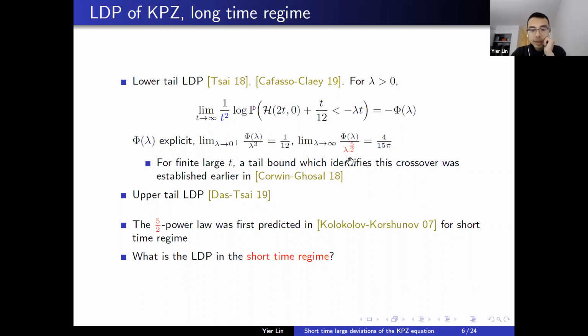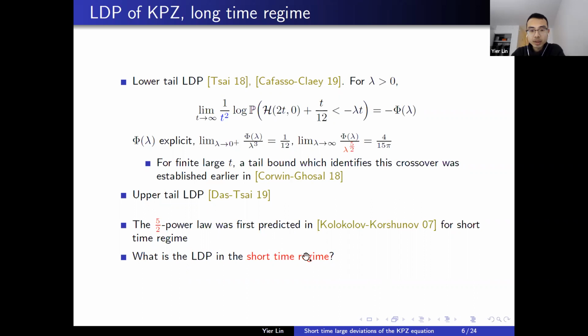Going back to this 5/2 power law, such a phenomenon was first predicted in a physics work by Kolokolov and Korshunov in 2007. Their prediction is that if you take time to be very small and you go very deep in your lower tail, which means you take lambda to be very big and t to be very small, then you will see this 5/2 power law arise. But what has been proven mathematically so far is the behavior of this 5/2 power law only for t very big, either finite large t or t goes to infinity.